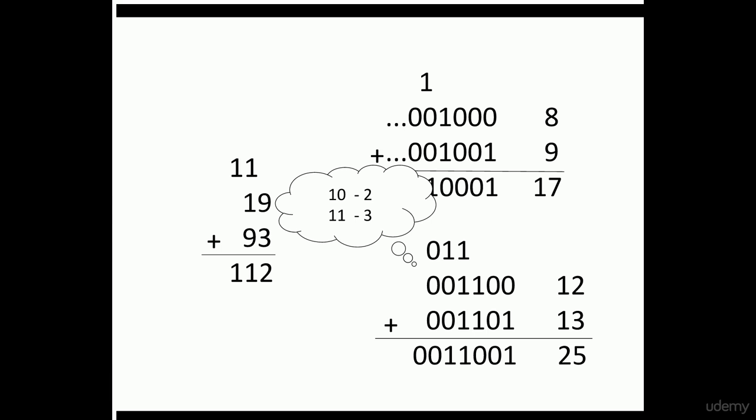And because you have no more numbers to add, that 1 gets added to 2 zeros. And the final number you end up with is 11001. We know this equals to 25 because 16 plus 8 plus 1 is 25.